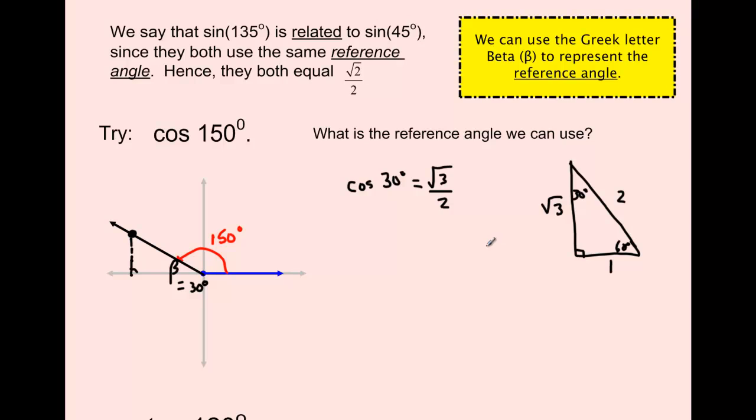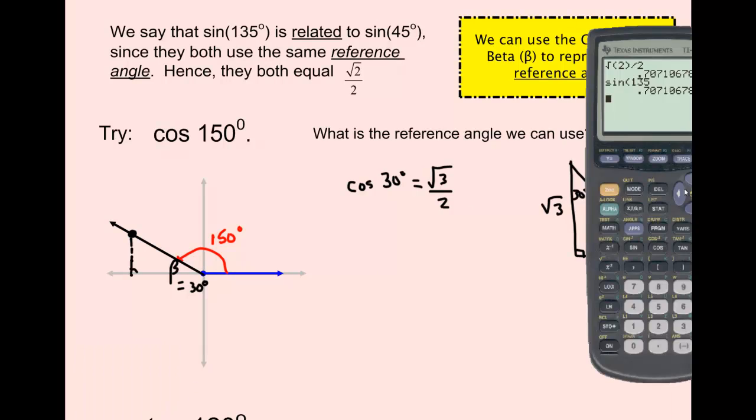And to just verify that we're on the right track, I'm going to figure out what root 3 over 2 is on my calculator. So let's bring my calculator back out. And I'm going to calculate root 3 over 2. So square root of 3 divided by 2. That equals 0.866.